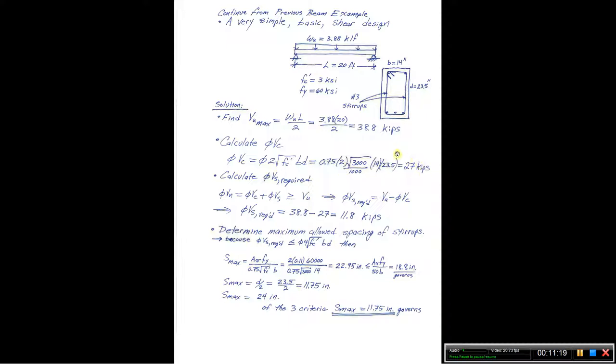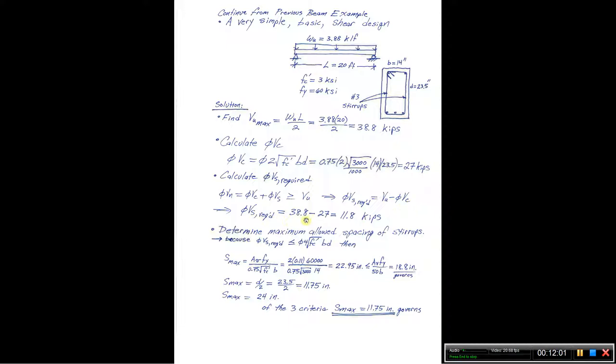But 27 kips is not greater than V sub u max of 38.8. Hence, this 27 kips is not adequate. And we also would need to have, therefore, some shear reinforcement in that cross section. We know that the total phi Vn is equal to the concrete contribution plus the steel contribution, and that all must be greater than or equal to V sub u. And therefore, we can solve for the value of force that the steel must resist, and it is equal to V sub u minus phi V sub c.